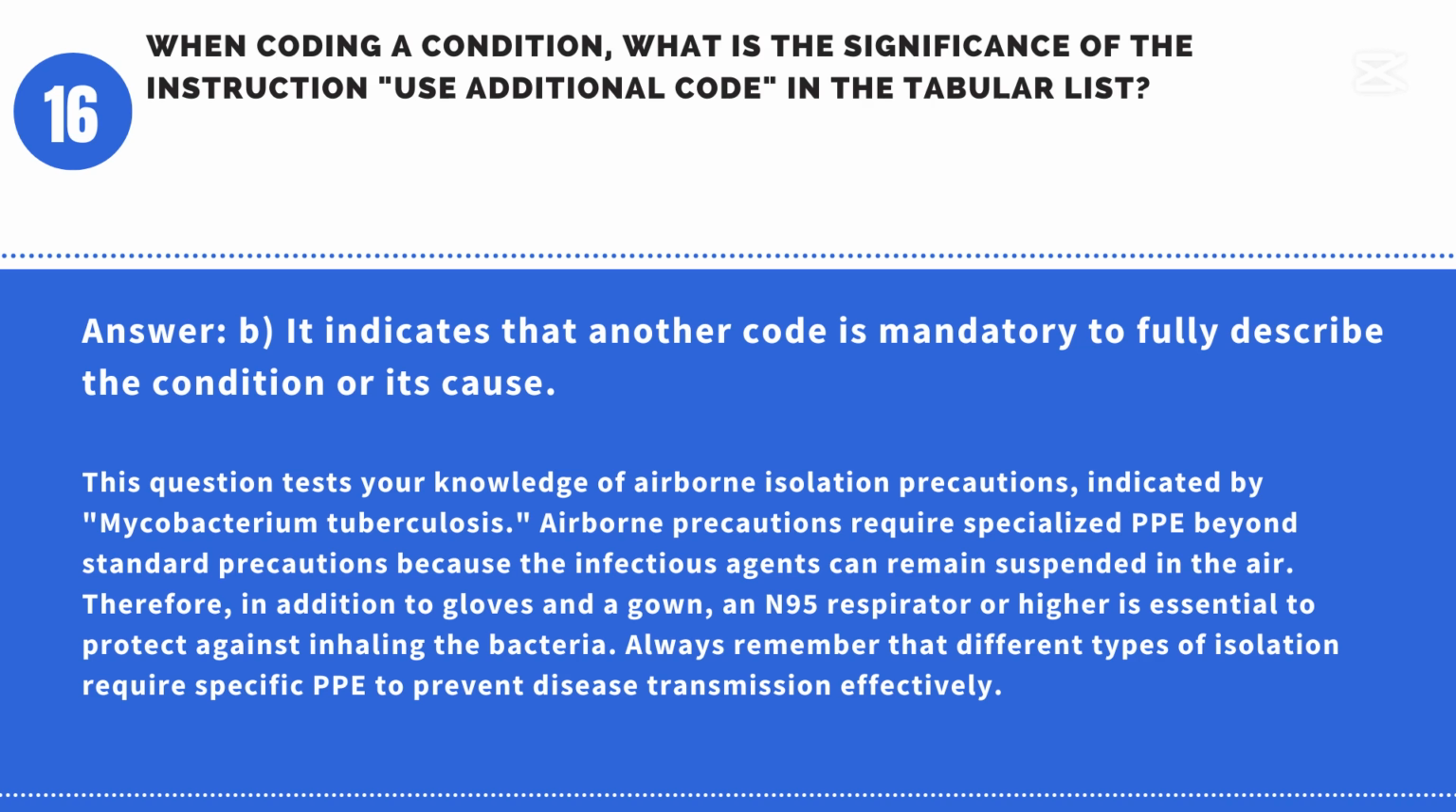detail. This is often seen when coding underlying conditions that manifest in a particular way, or to identify infectious agents. For example, a code for a disease might have a use additional code note to identify the specific bacteria causing it. Following this note ensures complete and accurate coding.